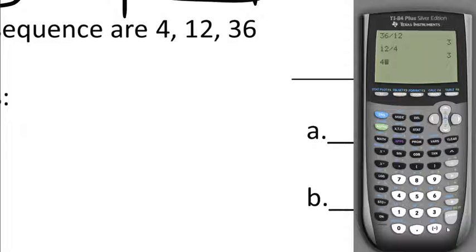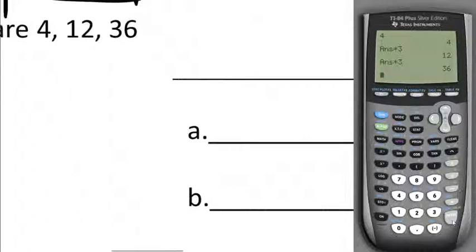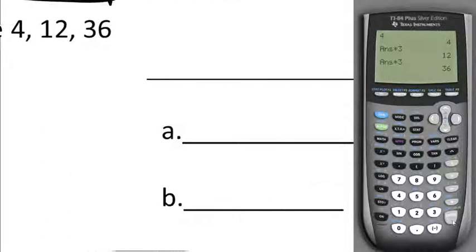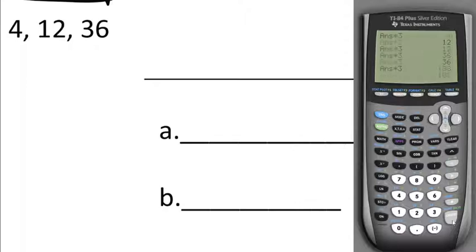So if I start with the value 4, I can then hit times 3, and this will give me the second term, third term. And now I'm ready for the next terms. Does it say the next 3 terms or the next 4 terms? The next 4 terms, that's part A. The next 4 terms are going to be, after 36, we will get the number 108.